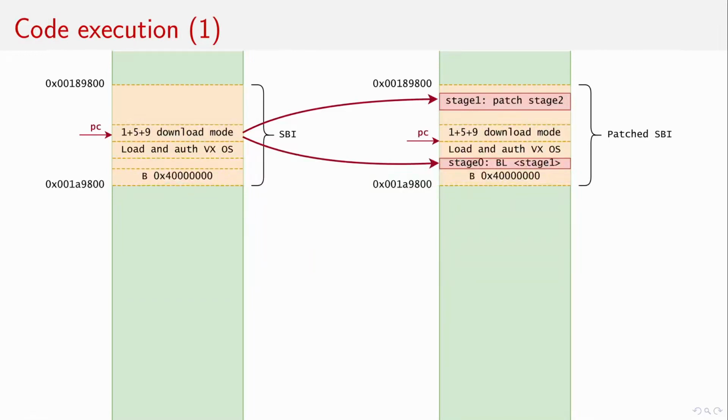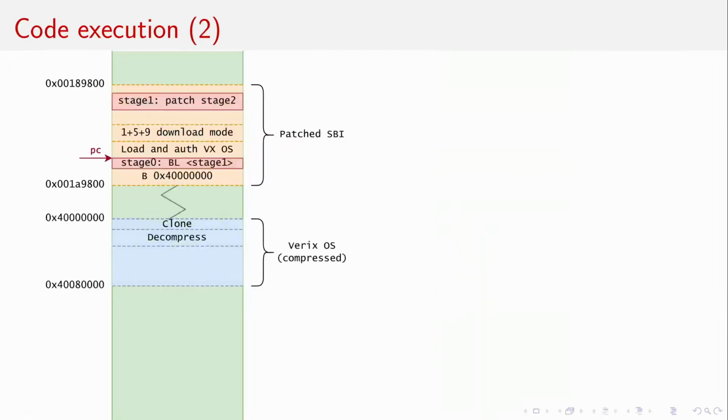And that's actually when we call stage 1, which in a bit we'll see what it does. So loading and authenticating Verix OS kind of looks like this. At this address, 40 million or something, it'll put Verix. And this is actually not proper Verix. It is a compressed version with a little decompression routine in the beginning. But that's fine. So as you can see here, we're just before stage 0.